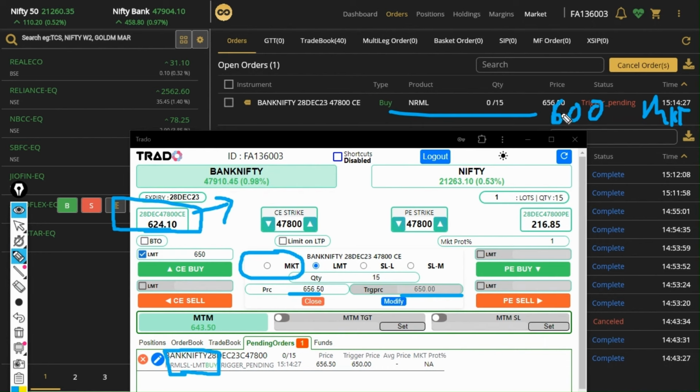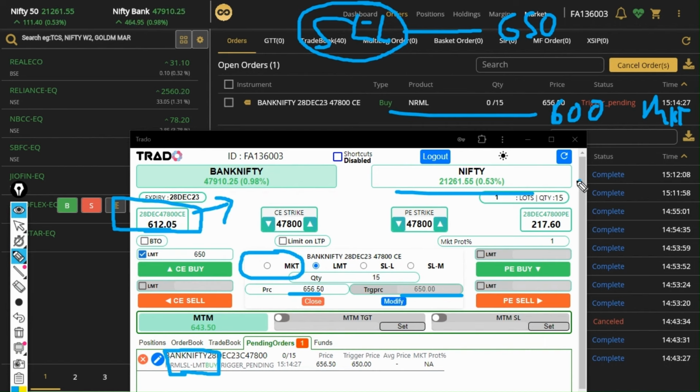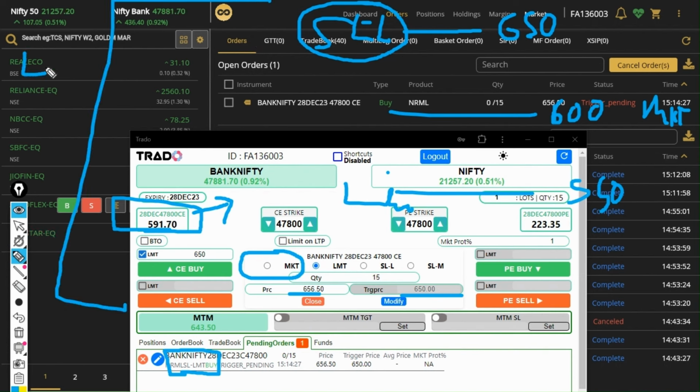And if you want to buy above 600, like at 650, in this case I have to place an SL limit order. And if I want to buy below 600, like at 550, then I will place a normal limit order. Similarly, I will show you all three, and for more details you can visit our last video on the triple L feature. There I've explained all three order types in detail.